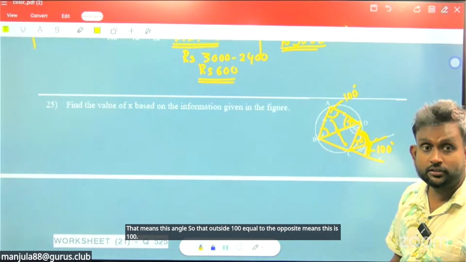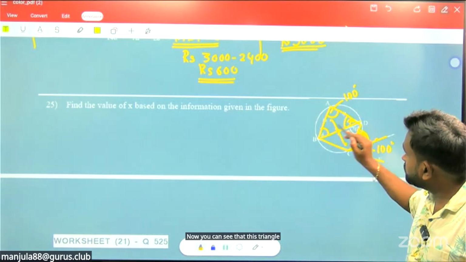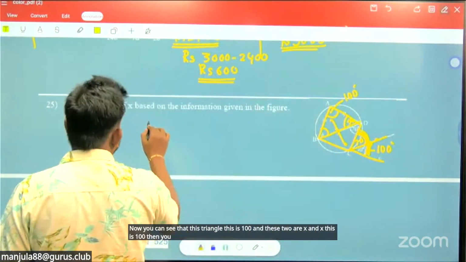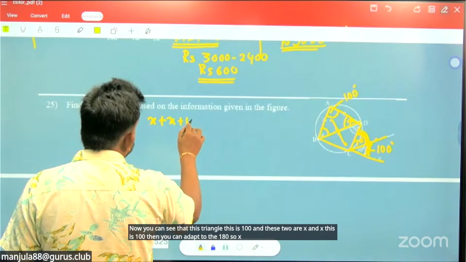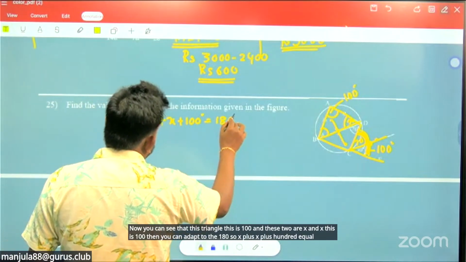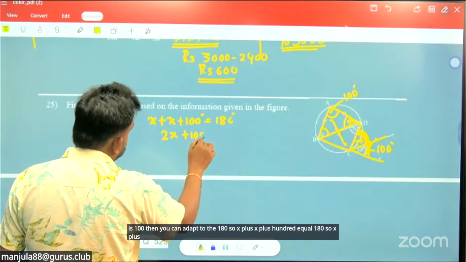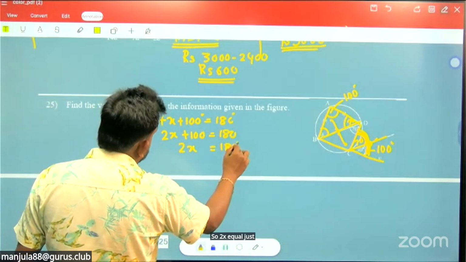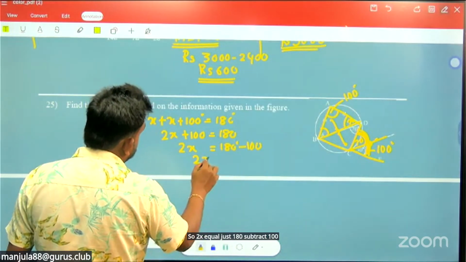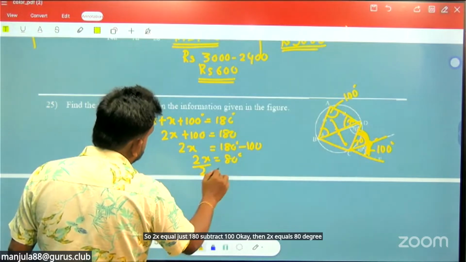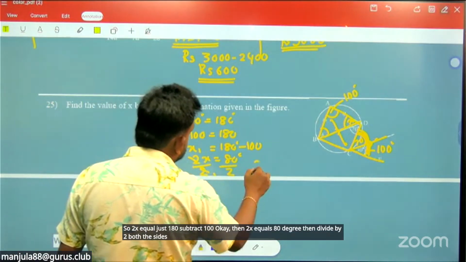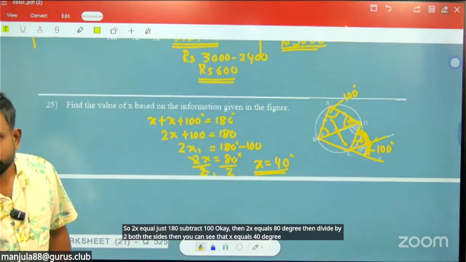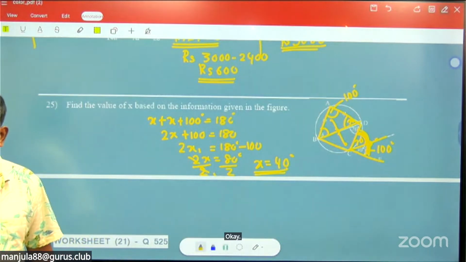Now you can see that in this triangle, this angle is 100 and these two are x and x. Then they add up to 180. So x plus x means 2x plus 100 equal 180. So 2x equals 180 subtract 100. Then 2x equals 80 degrees. Then divide both sides by 2. Then you can see that x equals 40 degrees.